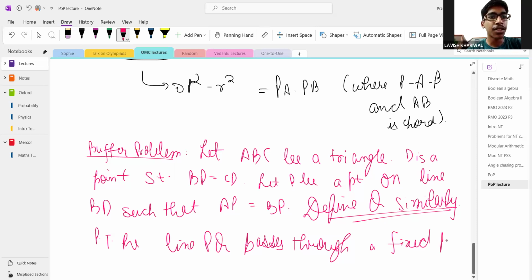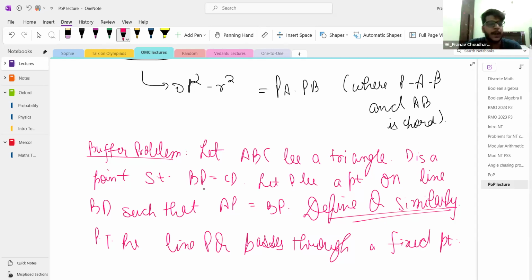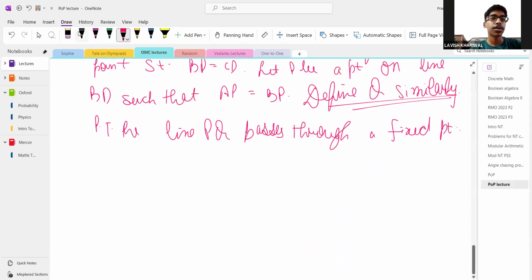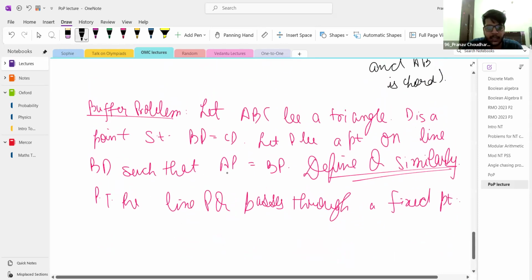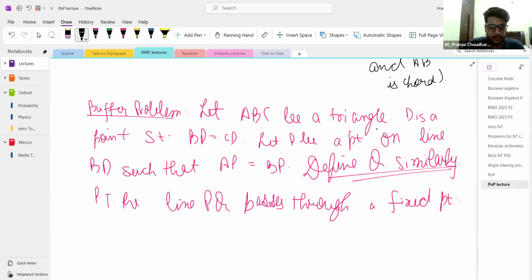D is not fixed on line BC, right? No, it's a random point. Like it just means D lies on the perpendicular bisector. Okay, right. So I'll wait a minute for people to take a screenshot or something, or if they want to write it down. But I'll not discuss this problem much. We'll just discuss power of a point.